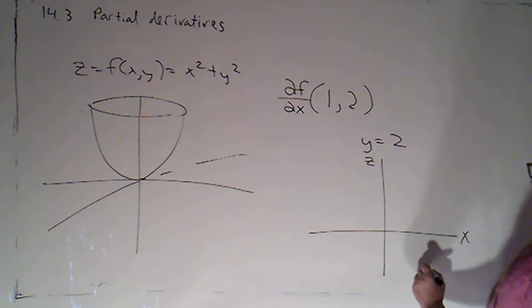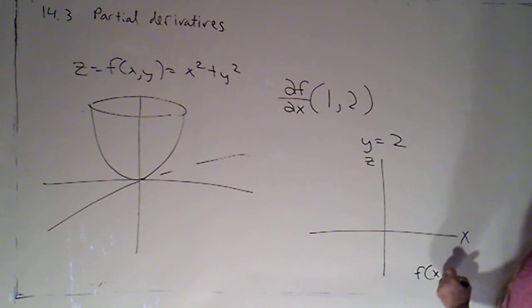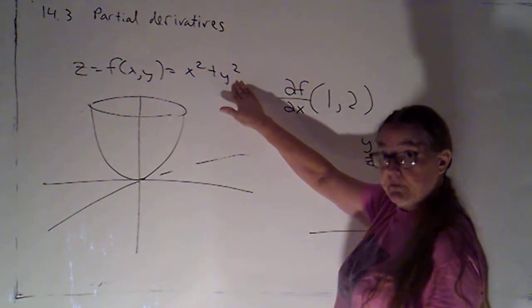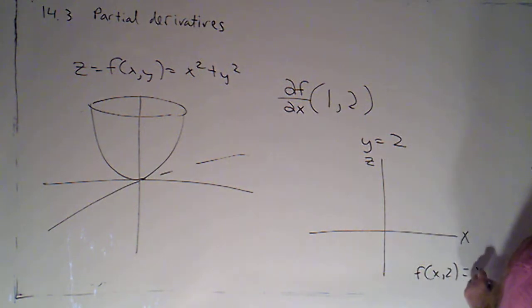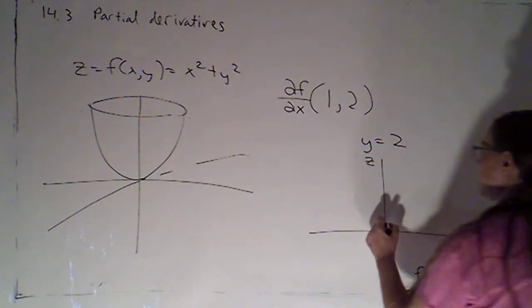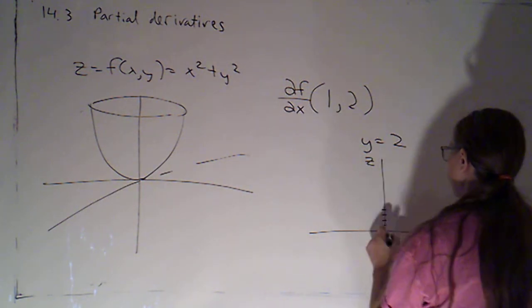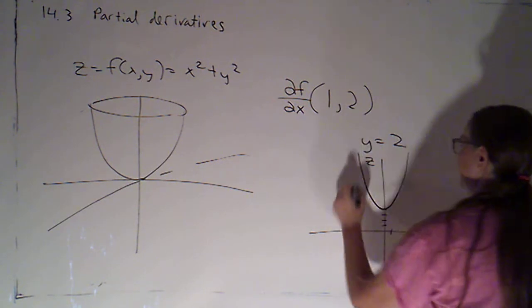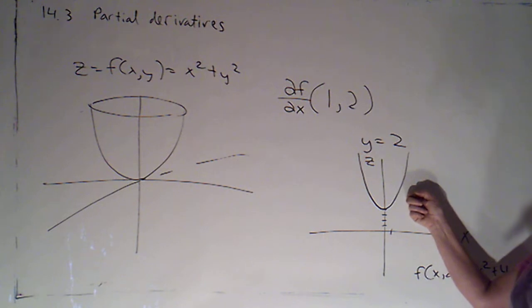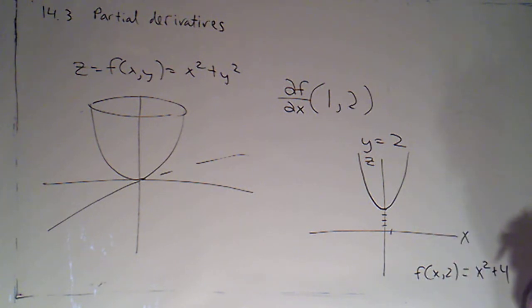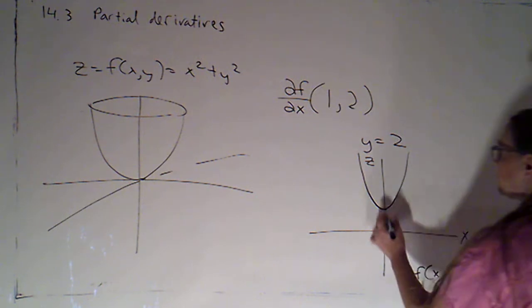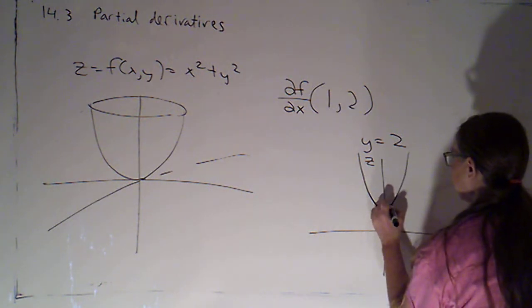So if I look at the function f of x, 2, that would just be x squared plus 2 squared, or x squared plus 4. So the cross-sectional curve that I get in that plane is just this parabola right here with its vertex where x is 0 and z is 4.